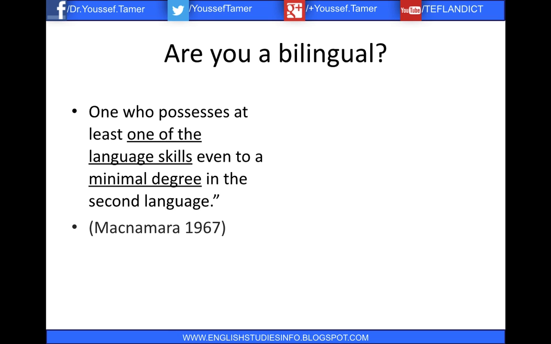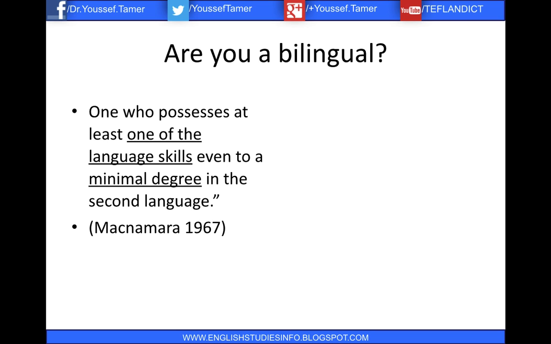So one definition of a bilingual. A bilingual is one who possesses at least one of the language skills, even to a minimal degree, in the second language. Try to write it, please. This is a definition by McNamara, 1967. It's not as evident as you might guess.